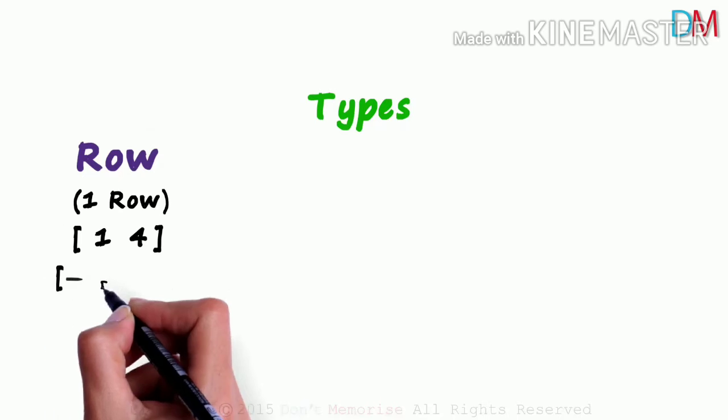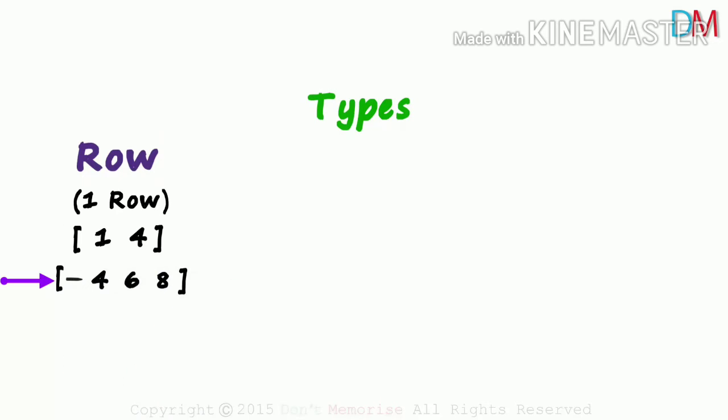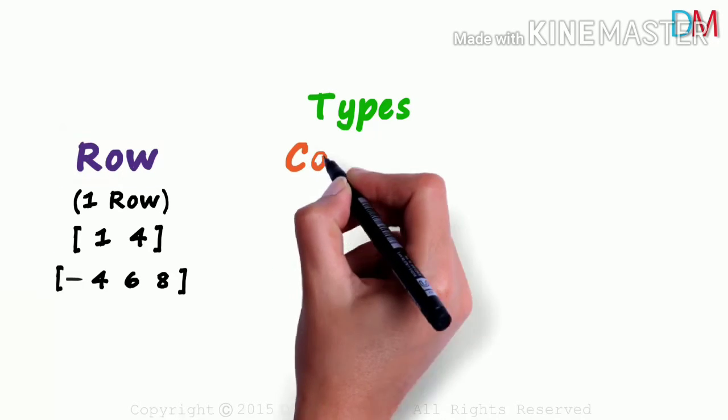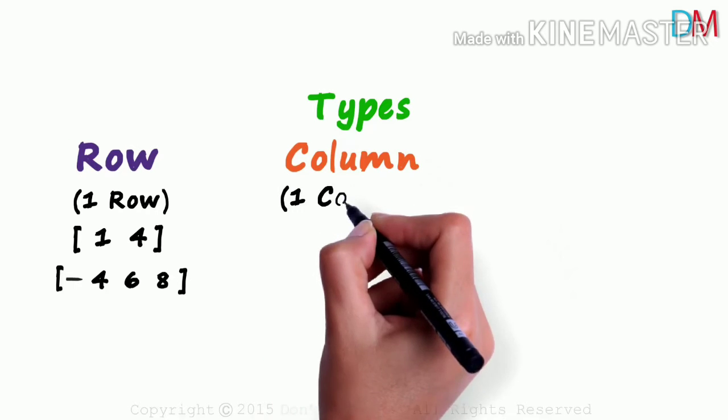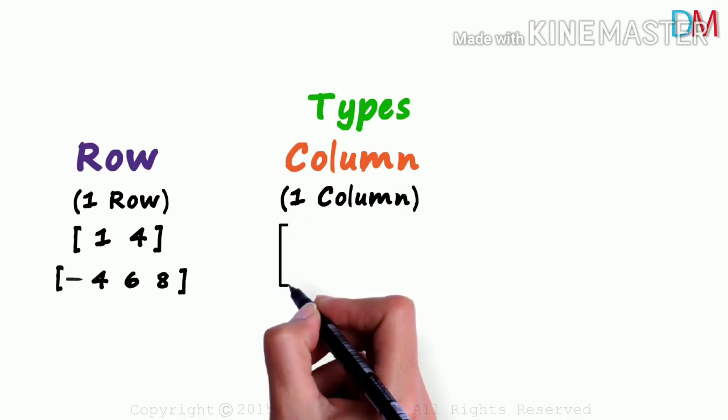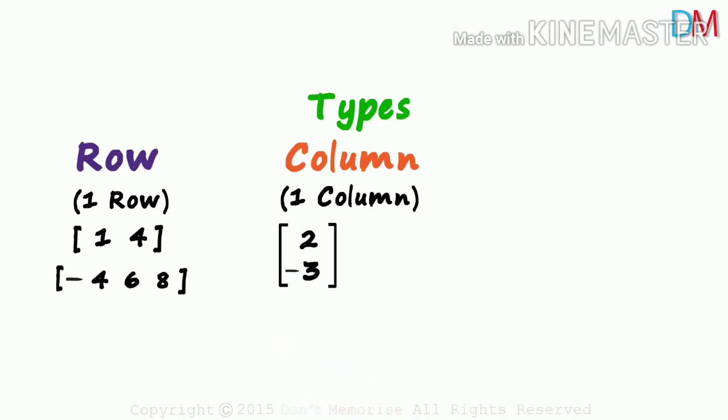This is another example of a row matrix. 1 row and 3 columns. So a matrix with 1 row is a row matrix. With the same logic in mind, I want you to tell me what a column matrix is. You are correct. It's a matrix which has just one column. This one is an example of a column matrix. 1 column and 2 rows.